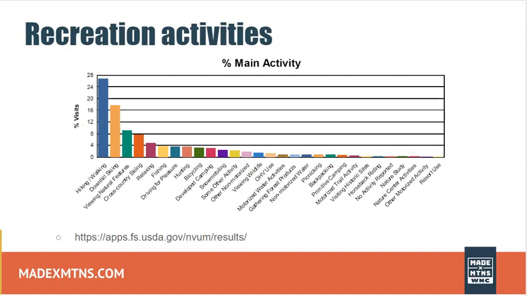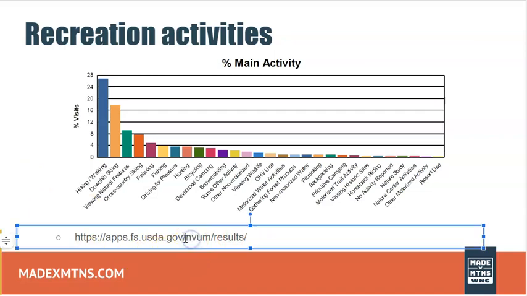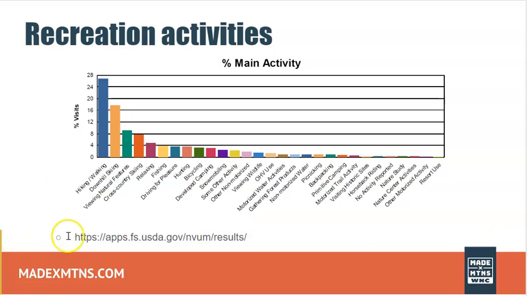In terms of recreation activities, these are numbers from the U.S. Forest Service, and here's the website. If you go to that, you can find a whole bunch of information. The data is from the National Visitor Use Monitoring Survey. So in national forest lands, hiking is the most popular activity with almost 28% of visits.